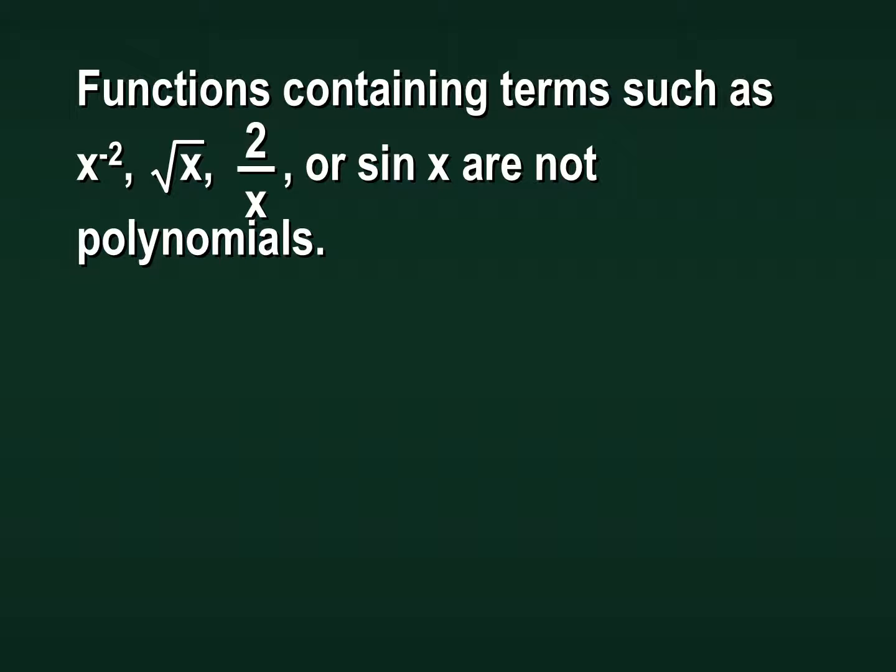So let's look at these. These are terms that would make it to where you do not have a polynomial anymore. The first one has a negative 2 exponent, and we said that our n value, our degree value, always had to be positive. So that's why that's not a polynomial. The square root of x is the same as saying x to the 1/2, so that can't be a polynomial. 2 over x is the same as saying 2 times x to the negative 1 power, which again is not a polynomial. And sine x is a trig function, and so it is also not a polynomial.